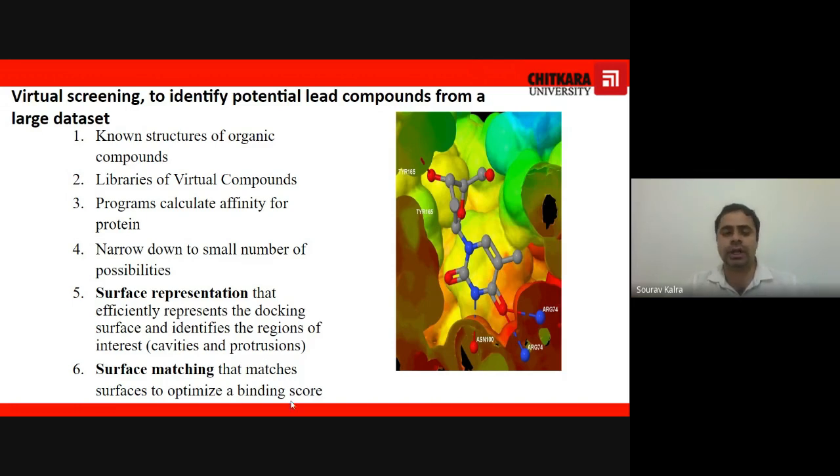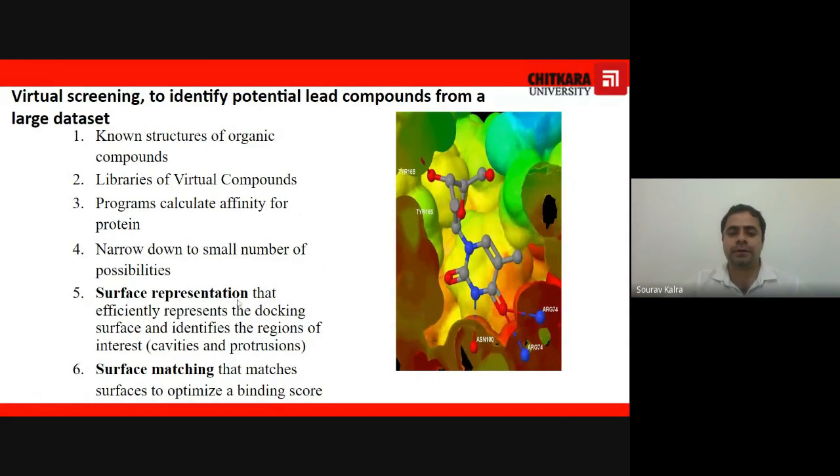So virtual screening is a very good tool that helps in carrying out these types of studies. In this we can calculate the affinity of a protein. We can narrow down to a small number of possibilities. I have already told you that if we have lakhs of compounds, we can narrow down to 10. If I have a library of 50 compounds, I can narrow down to 5 or 10 also. So it is our choice how we use this virtual screening tool.